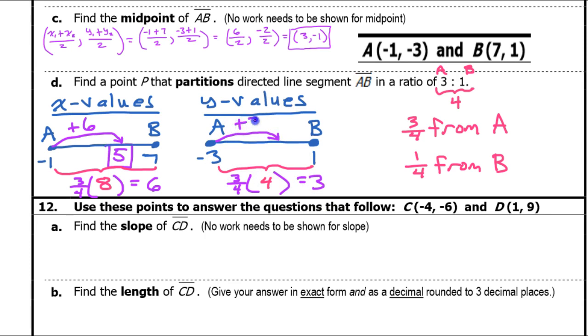All right, that's what we just found. So that means I'm going to add 3. I'm moving 3. Well, what's -3 plus 3? That is 0. So that is the y coordinate, the y value of my partition. Okay, so that means that the final answer is going to be (5, 0). Those are the coordinates of the partition, the point that splits the segment into a ratio of 3 to 1.